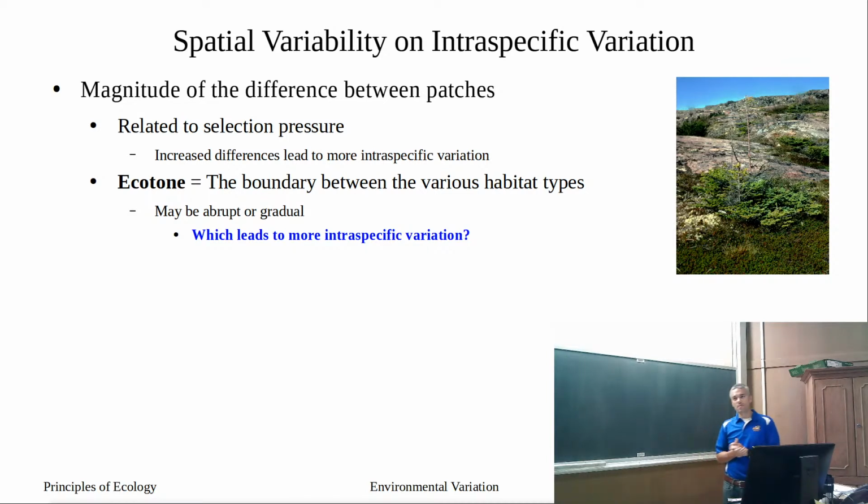That boundary layer between our patches, that transition zone, has a name, and it's called the ecotone. So the ecotone is the boundary between the various habitat types. This could be a very gradual change, or it could be a very abrupt change. So here in this image, we can see what I would call two different habitat patches. You've got more of a soil type environment, and then you get to a large rocky surface. That transition zone between the soil and the rock, that transition is the ecotone. And that is a very abrupt change.